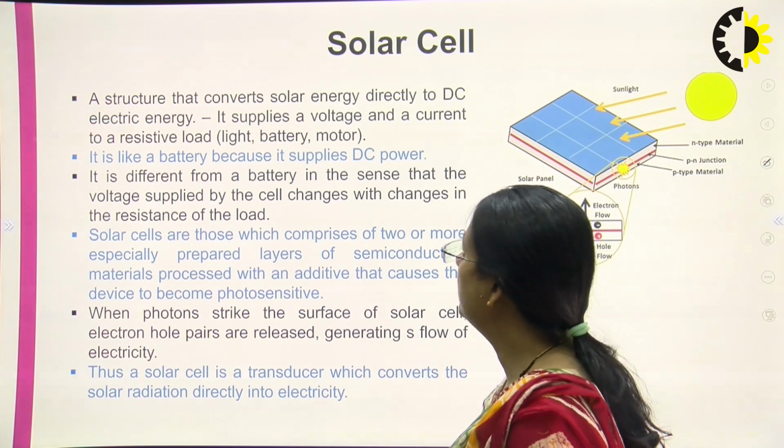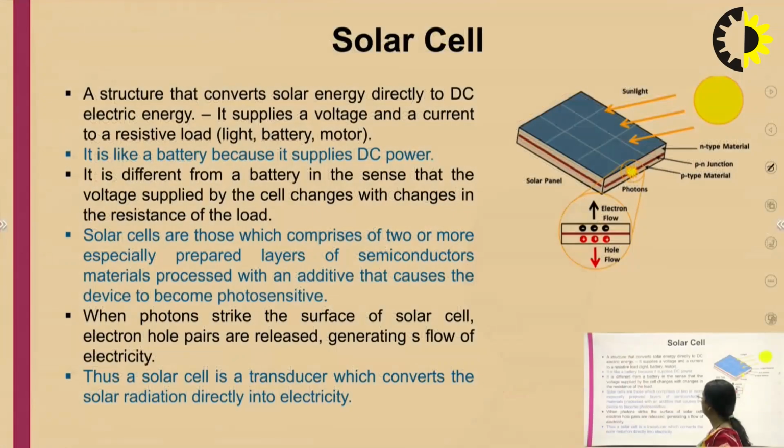Starting with the solar cell, it is basically a structure that converts solar energy directly into DC electric energy, right? It supplies a voltage and a current to the resistive load. The resistive load includes a light, a battery or a motor. It is like a battery because it supplies DC power. So this solar cell behaves like a battery because generally it provides DC power. Then we have to convert it into AC power by using an inverter, etc.